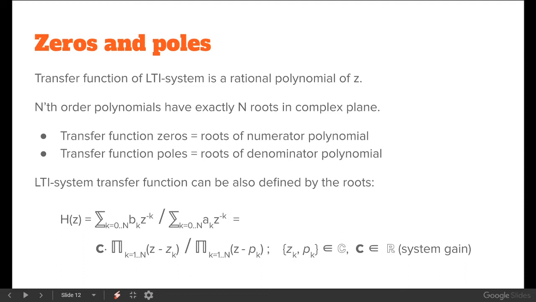Those are positive index polynomials, meaning that they have roots. Polynomials have roots. The numerator polynomial roots are called Nullstellen, zeros. And the roots of the denominator are called Polstellen, which is poles. So zeros and poles are just the special points of the transfer function.